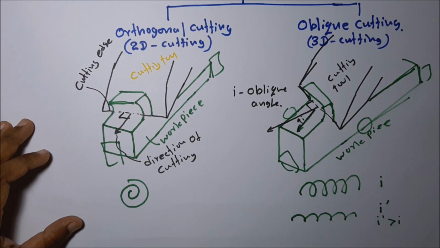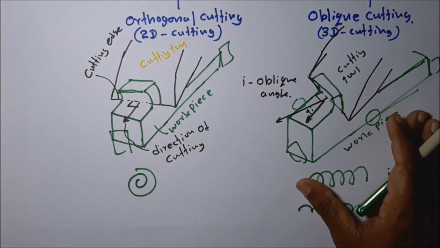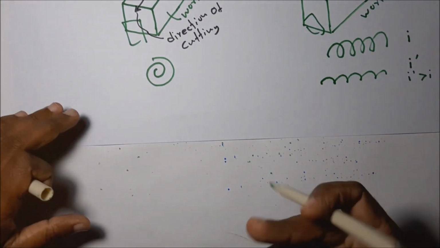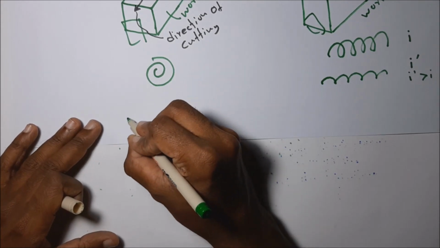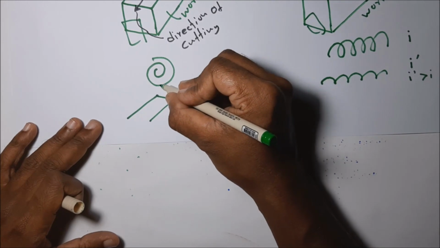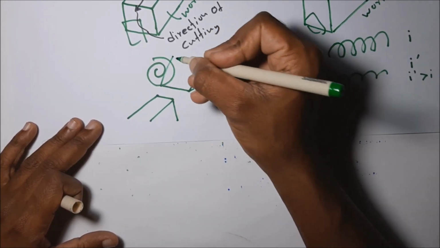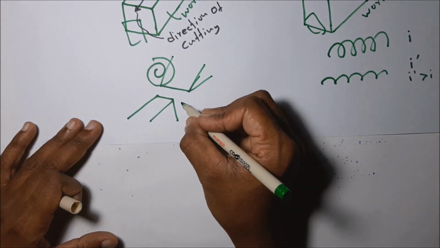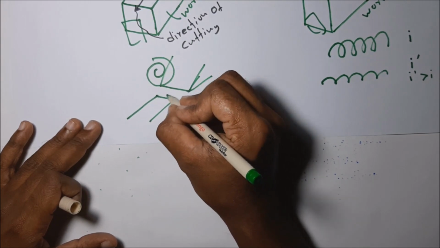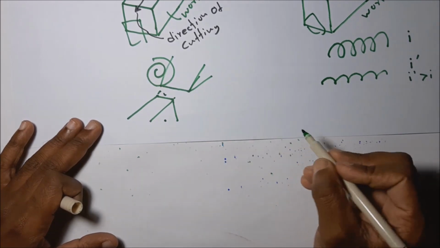Then another disadvantage in orthogonal cutting operation is, let's take this is the workpiece, then this is the cutting tool. When engaging this cutting tool with the workpiece, it produces an impact force. It suddenly engages over a larger length, over this length.